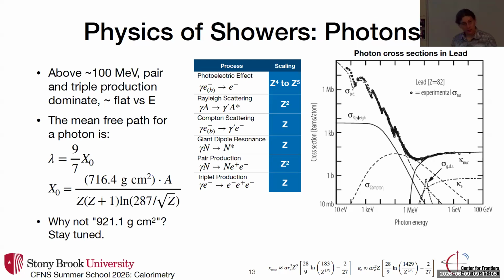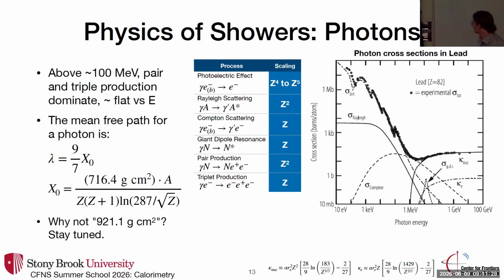The related question is, how far does a photon go before it undergoes one of these processes? And for reasons that'll become apparent later, we define its mean free path, lambda, as 9/7 of this other thing, X0. And it's got a complicated structure, but this Z over Z plus 1 over this logarithmic rise, log of something over root Z.